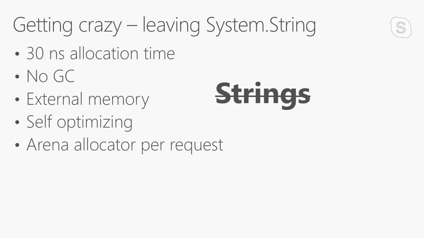Strings are also really, really expensive because of allocations. So what we ended up doing is effectively creating our own string type. The underlying backing store for the string is in unmanaged memory inside of our arena allocator, which means that we can allocate a string very, very cheaply. There is no GC. And we have a whole bunch of other smarts going on in order to reduce the cost even further.